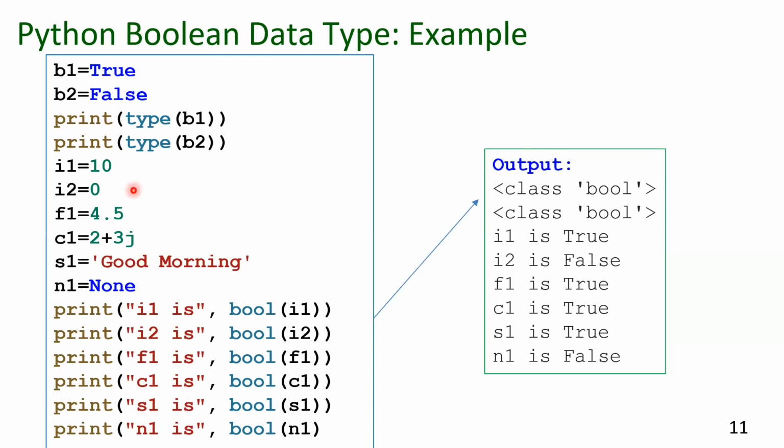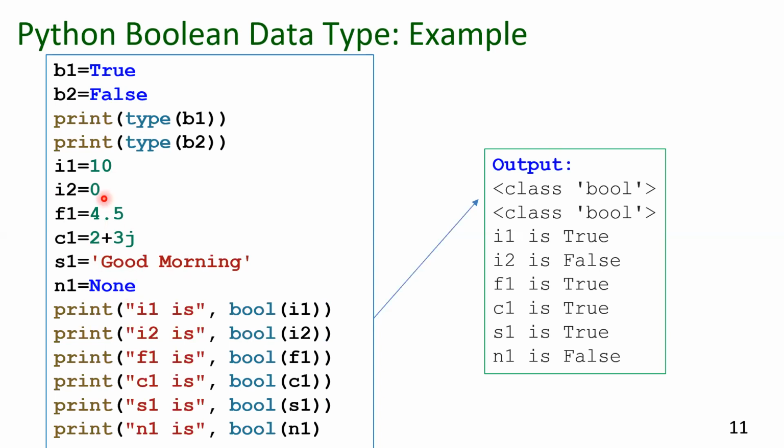And now let us observe some assignment statements for assigning different types of values to the variables. I1 is assigned with an integer value. I2 is also an integer but it is 0. F1 is a floating point value which is 4.5. C1 is a complex value which is 2 plus 3j. S1 is a string value which is good morning. N1 is a special variable value which is None.